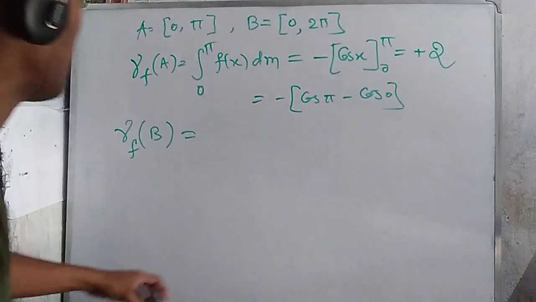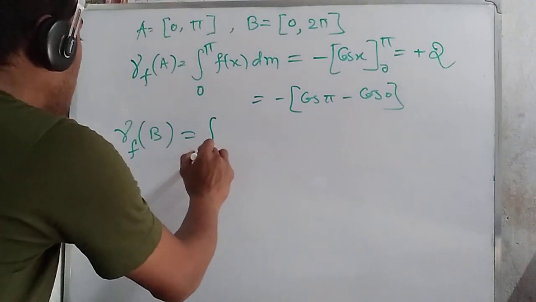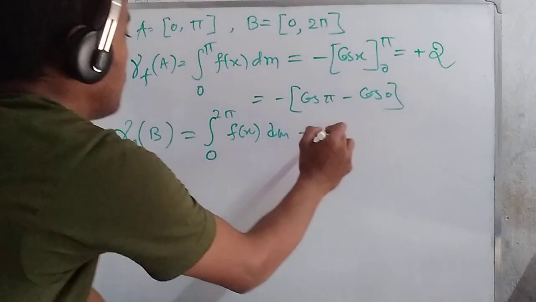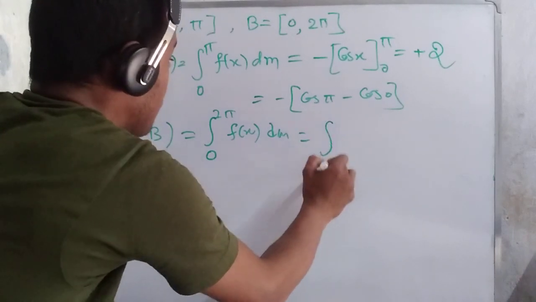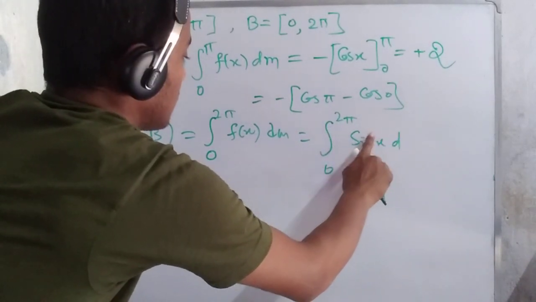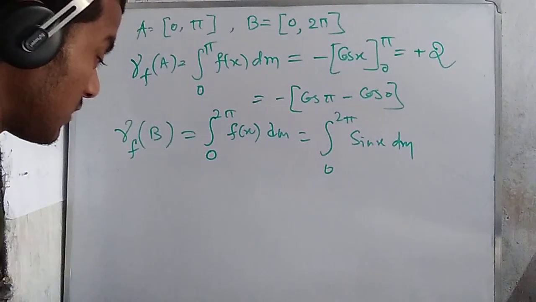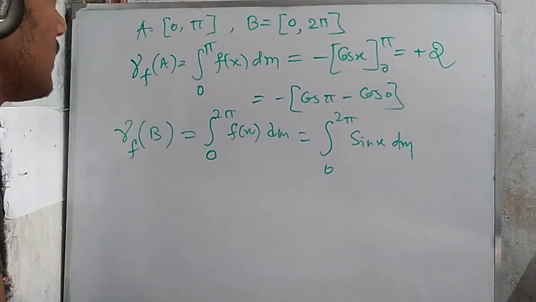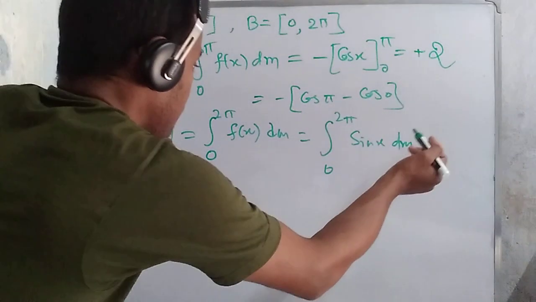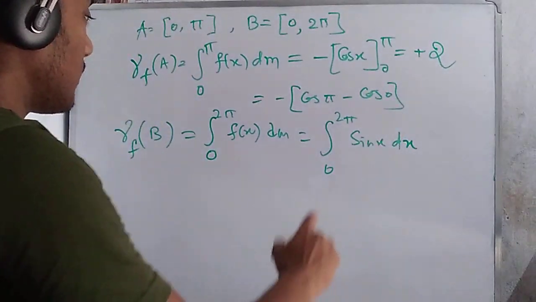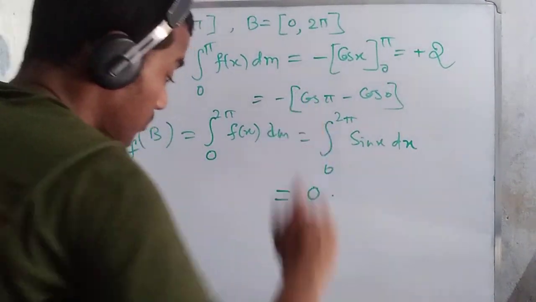Then what happened? Then we write the integration from 0 to 2 pi of f x dm, equal to the integration of 0 to 2 pi of sin x, sorry, sin x with respect to dm. Okay, and here dm equal to dx. Then obviously the result is 0.